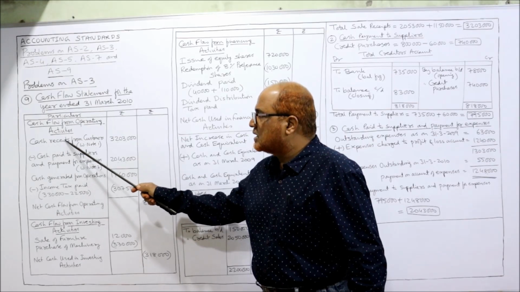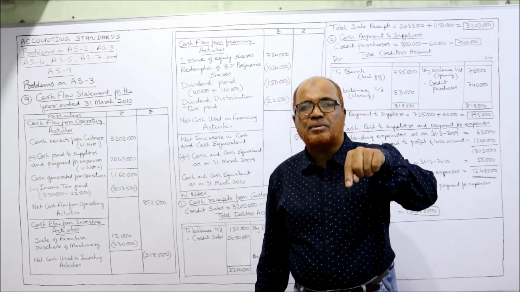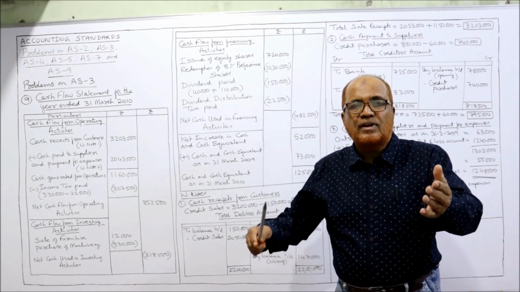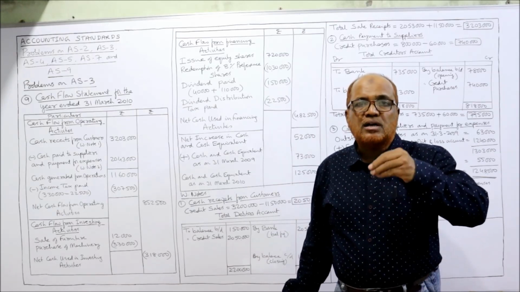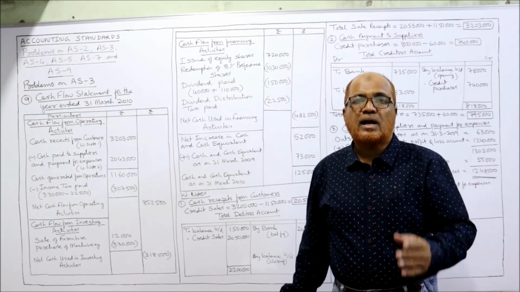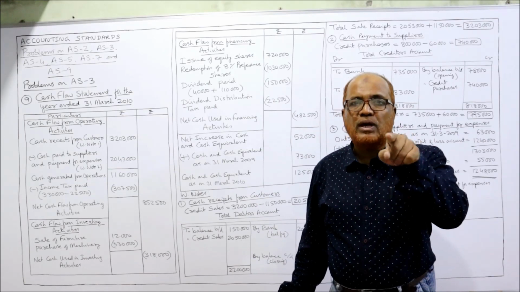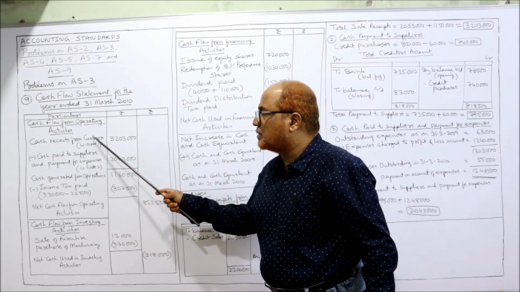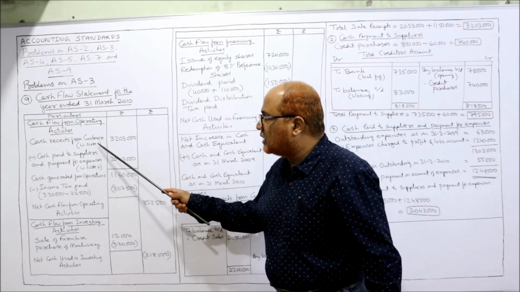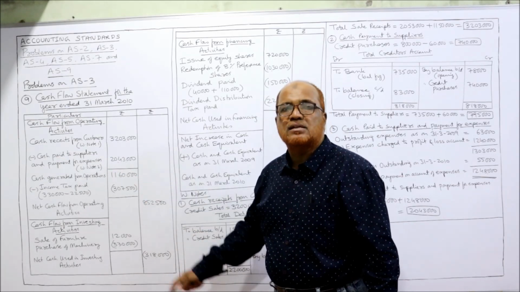First, we will take cash receipts from customers. We have two types of customers, cash customers and credit customers. For cash sales, we have cash customers. On credit sales, we have debtors. So collection from debtors and cash sales, both together, come to cash receipts from customers. This is not directly given in the problem, we have to calculate. So, working note number 1, in which we are going to calculate how much the cash receipts from customers are.